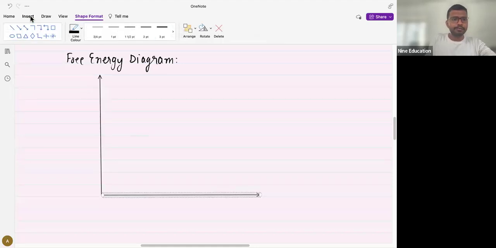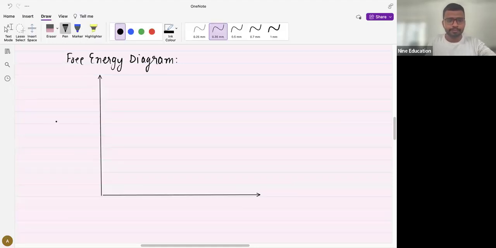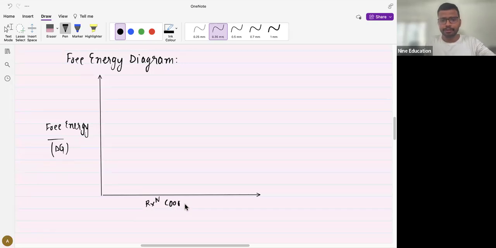Let's say this is our free energy diagram, and here I am writing free energy. Free energy is known as Gibbs free energy. आपको पता है डेल्टा जी को कहते हैं free energy, है ना? And here are the reaction coordinates. Coordinates means how fast and slow the reaction is proceeding. And it can be temperature, pressure, कुछ भी हो सकता है reaction coordinates.